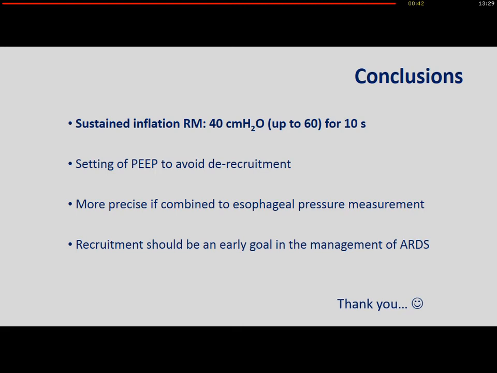Alberto Hernandez from Spain. Can you come to the microphone, please? Yeah, from Spain. Thank you very much for your lecture. You propose a PV curve between 0 and 40 centimeters of water, and why not between 10 and 40, so you avoid desaturation due to losing PEEP during that time? Sorry, can you repeat? You said about using the PV curve from 0 to 40 centimeters of water. Yes. And why not start at 10, so you avoid the desaturation due to zero PEEP during that time?